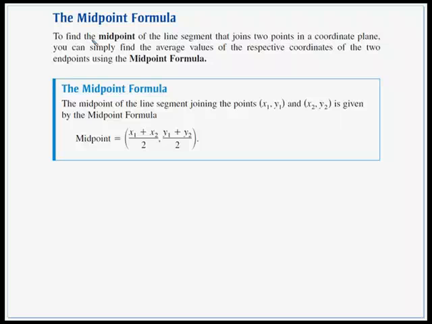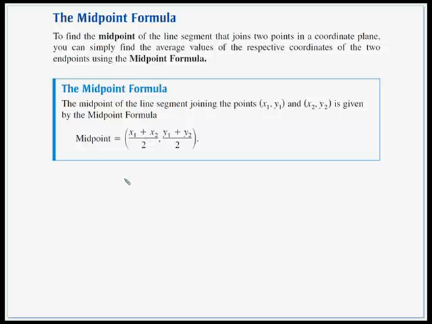We also have the midpoint formula. If I want to find the midpoint of a line segment that joins 2 points in the coordinate plane, you can simply find the average values of the respective coordinates of those two endpoints using the midpoint formula. And here it is in the blue box. The midpoint of the segment joining the points x1, y1, and x2, y2 is given by the midpoint formula.